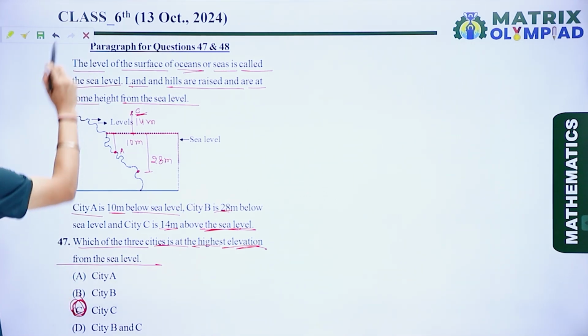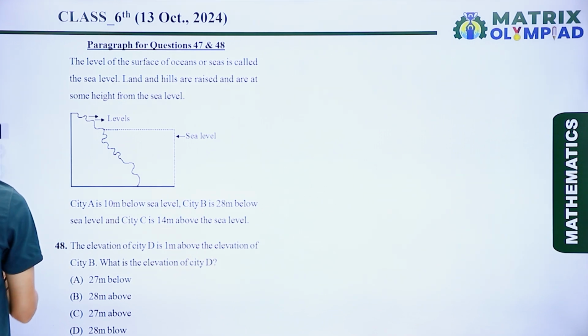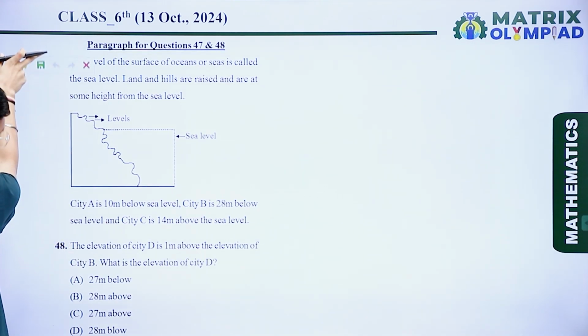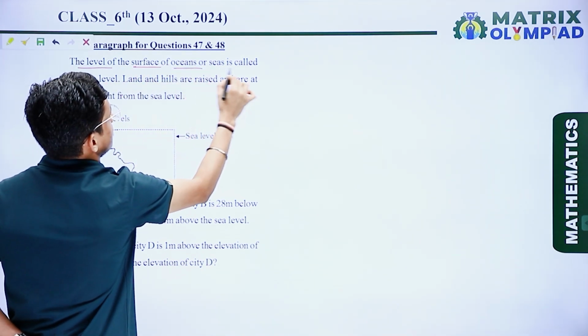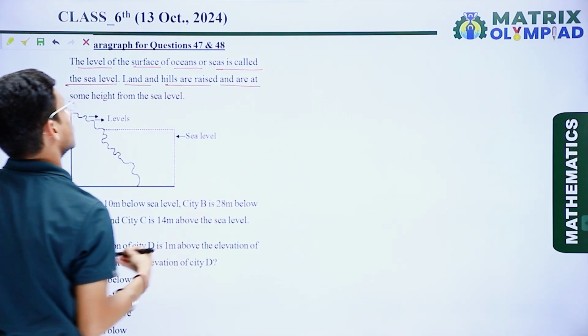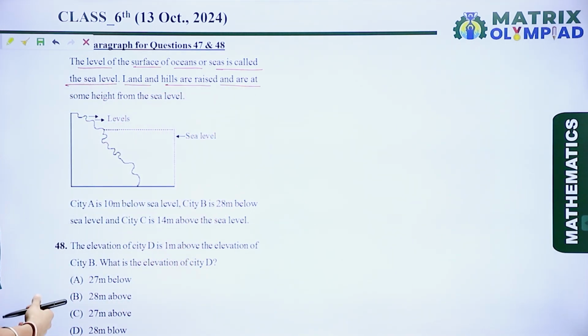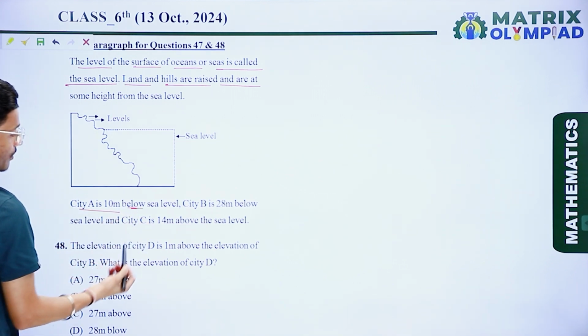So now if I talk about the next question, that is again based on the same paragraph. The level of the surface of ocean and sea is called the sea level. The land and hills are raised and are at the same height from the sea level. So here we have given the same diagram, and city A is 10 meter below the sea level.